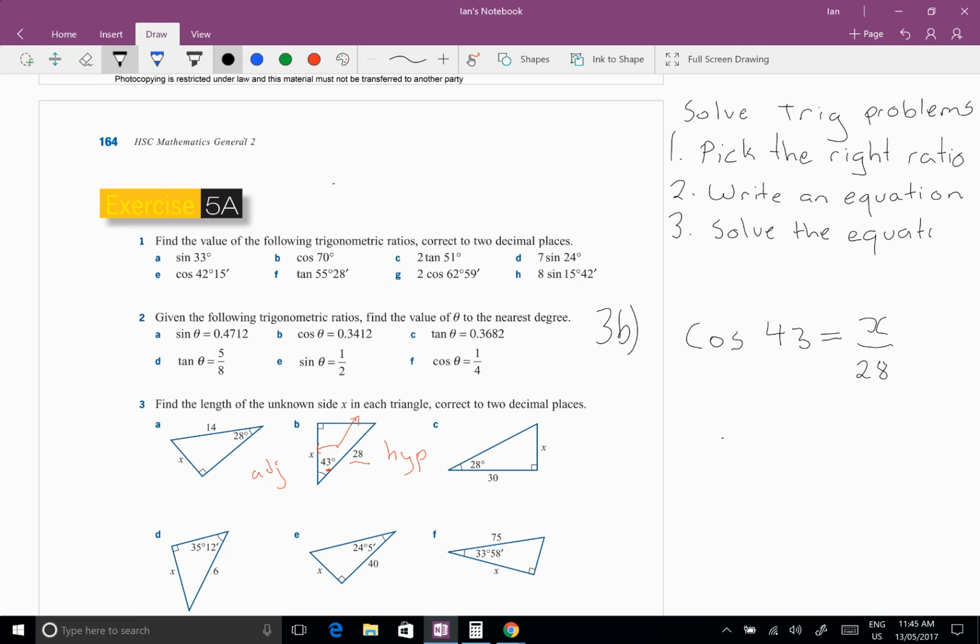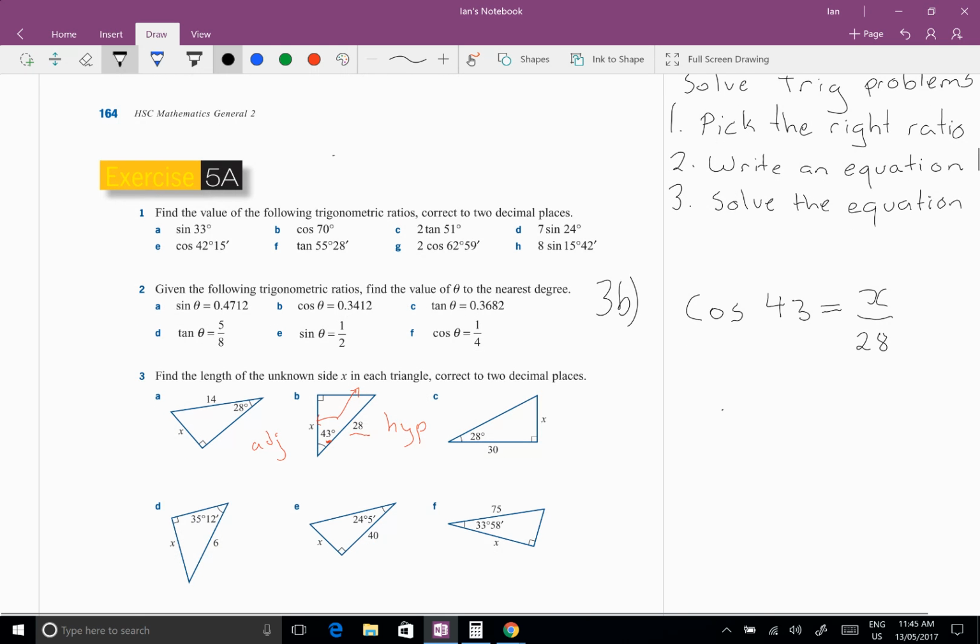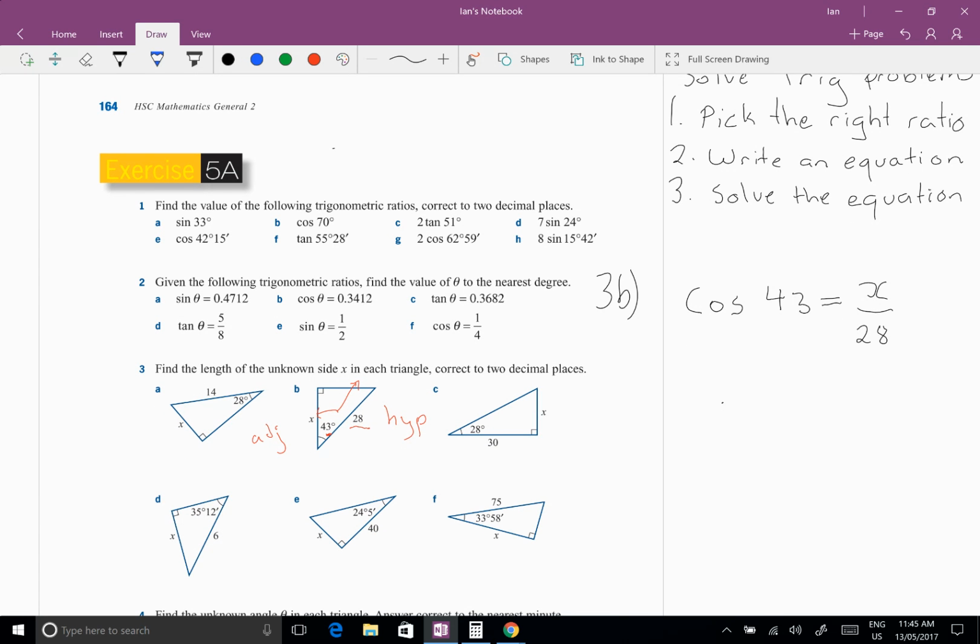Now they can only give you 3 different types of equations. And the first one is the one we've got here, which is finding a side. Now remember, cos 43 is a number. We're dividing by 28. We want to get the x by itself, so we're going to multiply both sides by 28. So I will get 28 cos 43 equals x. And that's going to be a number.